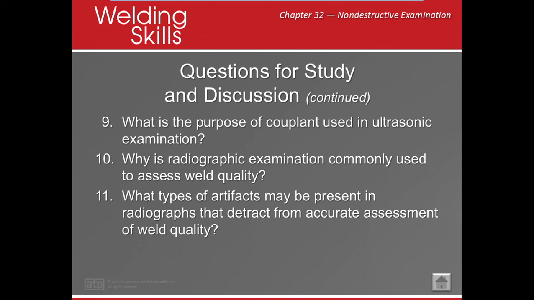Okay? What types of artifacts may be present in radiographs that detract from accurate assessment? Well, there are a lot of different defects that can happen, especially in radiographs if somebody doesn't know what they're doing. We can have issues when we process the film. If we put the acid stop bath in too soon or too slowly, we can have fogging, streaking, spots, fingerprints. We can even have hair.